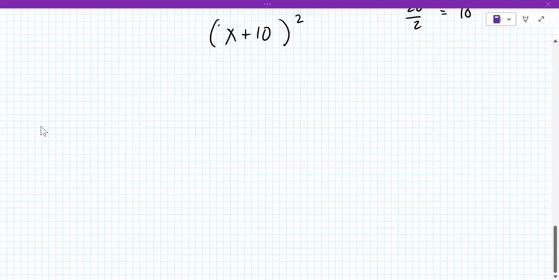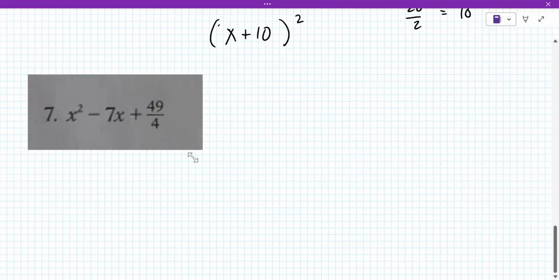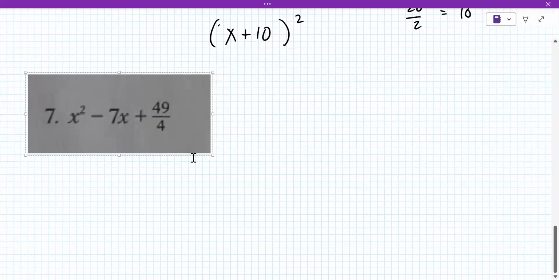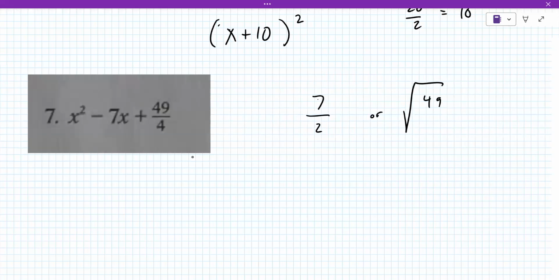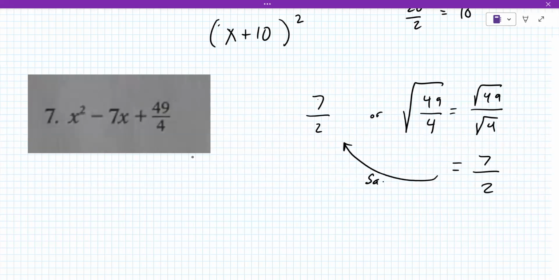Okay, so this one, it's the same situation. We're either going to take 7 and divide it by 2, or the square root of 49 divided by 4. Now let's look at the square root of 49 divided by 4. We can take the square root of the top and the bottom. That's 7 over 2, which is the same.